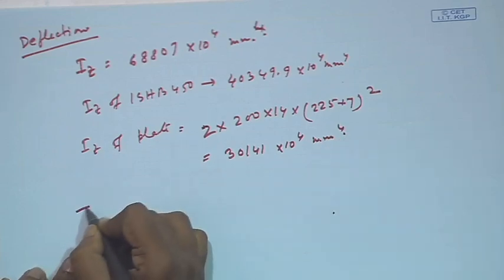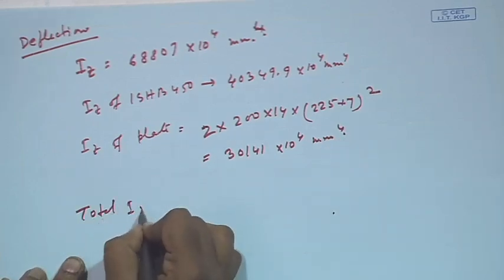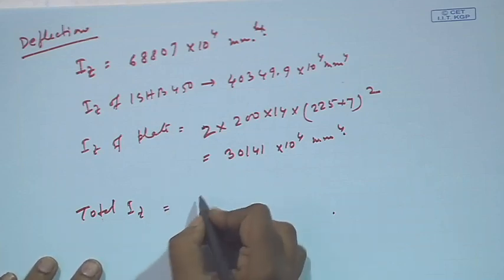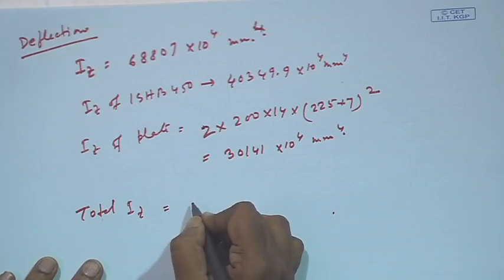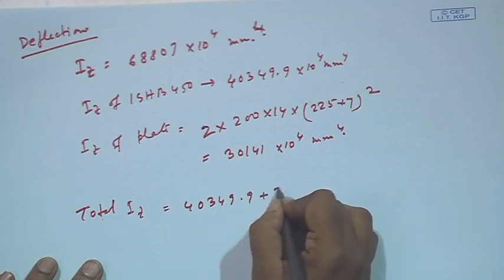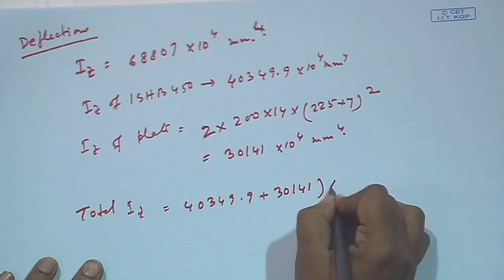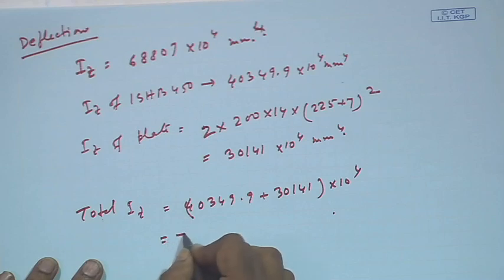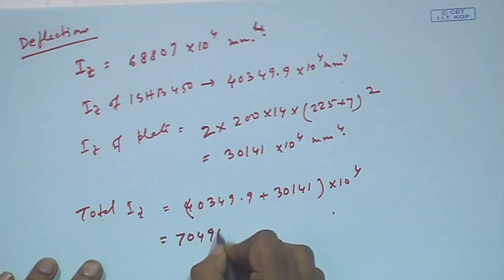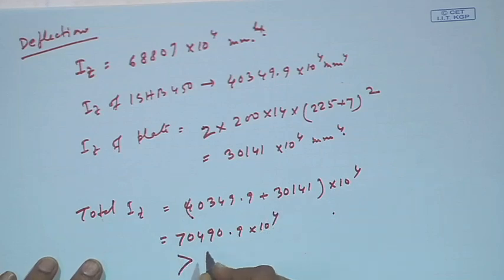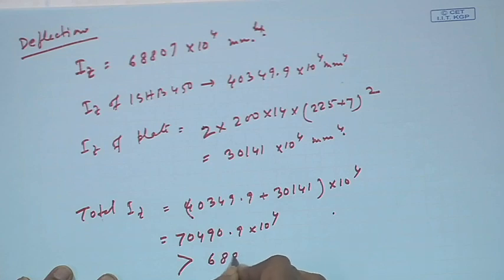right. So, the total I z of the built up section will be the I z of ISHB 450 plus the I z of the plate. That means that is 40349.9 plus 30141 into 10 to the 4, right, which is becoming 70490.9 into 10 to the 4, which is greater than the required I z, that is 68807 into 10 to the 4.